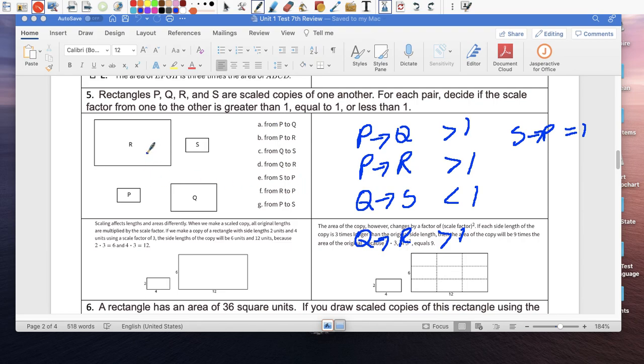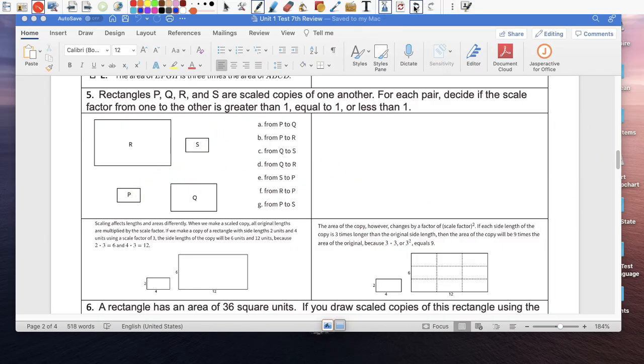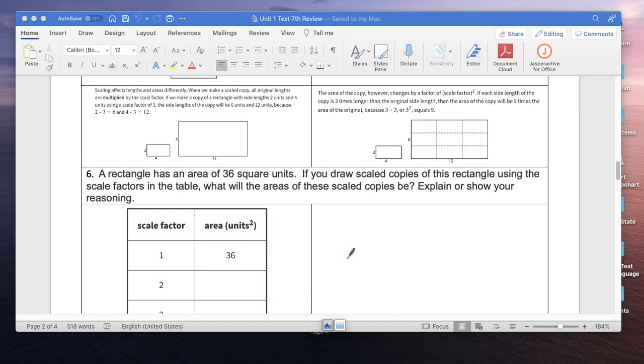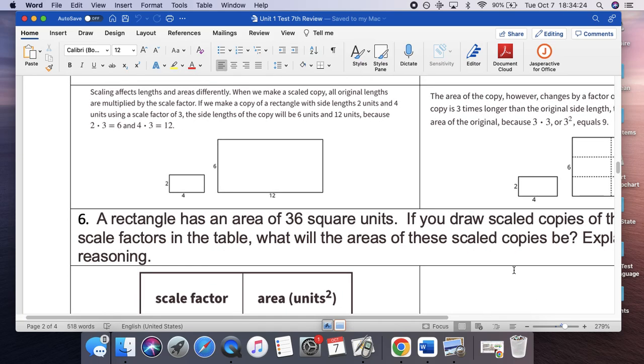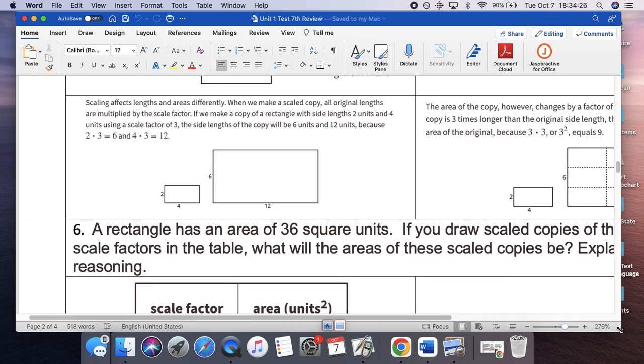R to P, so going from R to P, the scale factor was less than 1 because it was a reduction. And finally, from P to S is equal to 1 because notice that they're exactly the same. Okay. So, I know you can't see it on your sheet because it's too tiny. So I'm going to make this a little bit bigger and spend a few minutes here.